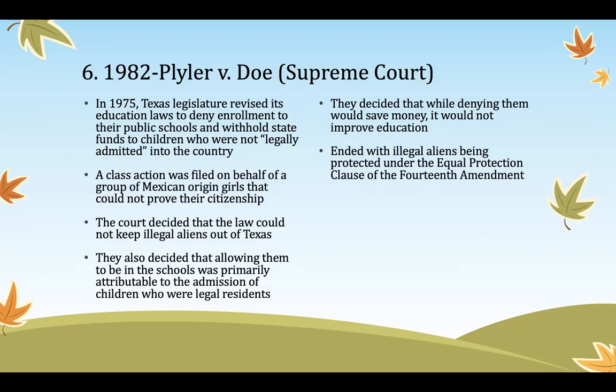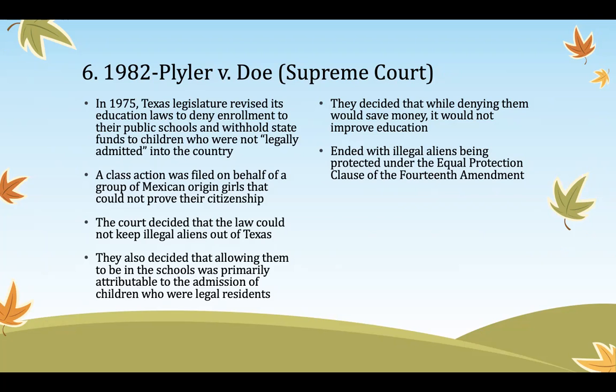They decided that while denying them would save the state money, it would not improve education, and it ended with illegal aliens being protected under the Equal Protection Clause in the 14th Amendment. I feel like this definitely helped with bilingual education because it's helping even more people that, for example, may have been citizens, but they just couldn't prove it. Who knows what the actual story ended up being there, but it's just adding more rights and giving people that are ELLs even more opportunities in the classrooms to be able to integrate with Americans or people that do speak the English language.